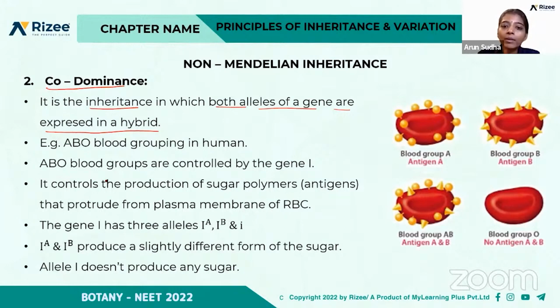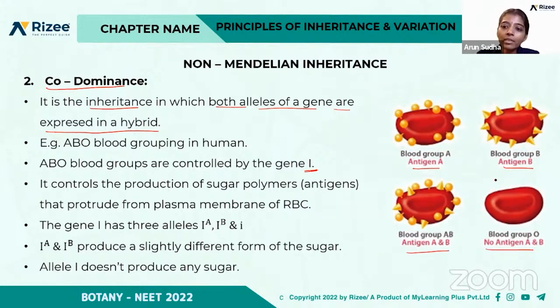The ABO blood groups are controlled by the gene that is called the I gene. So here, if you take blood group A, they will have a special antigen which is called antigen A. And if you take blood group B, they have the special antigen that is antigen B. And if you take blood group AB, they will have both antigen A and B. And blood group O, there will be no antigen, that is no antigen A or antigen B.